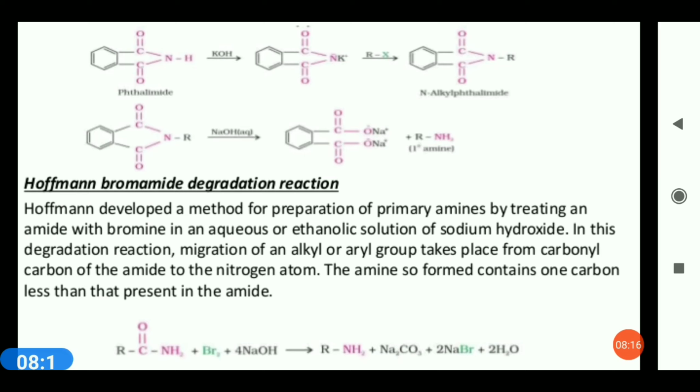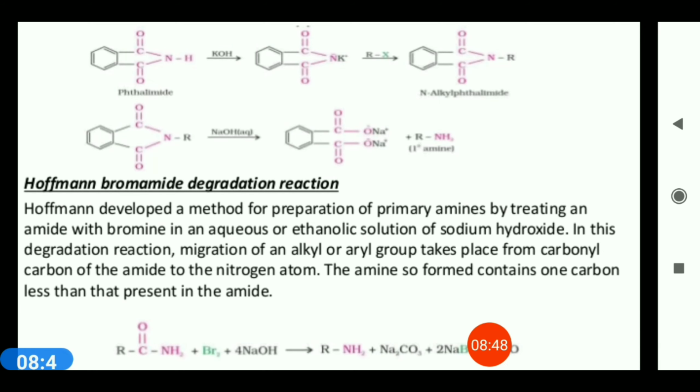Hofmann developed a method for the preparation of primary amines by treating an amide with bromine in aqueous or ethanolic solution of sodium hydroxide. In this degradation reaction, migration of an alkyl or aryl group takes place from carbonyl carbon of the amide to the nitrogen atom. The amine so formed contains one carbon less than that present in the amide.